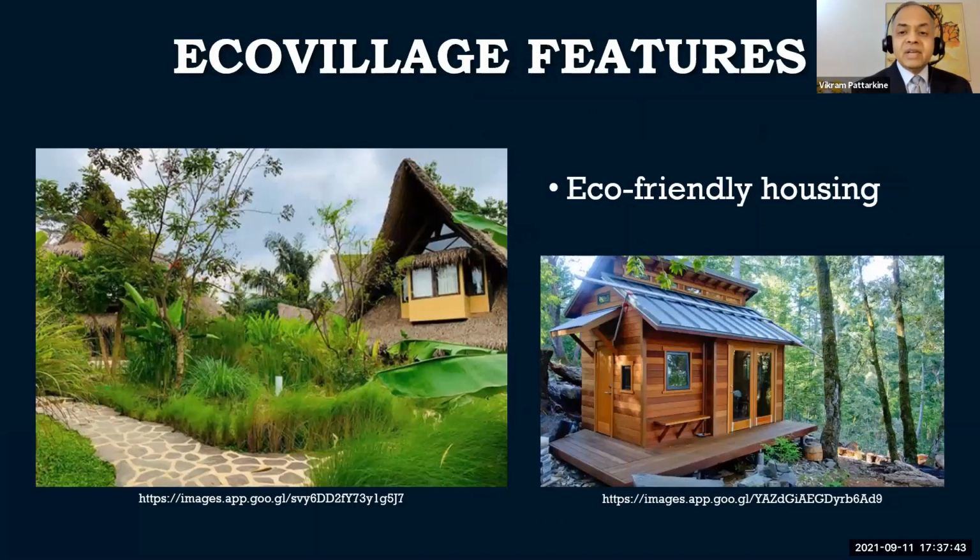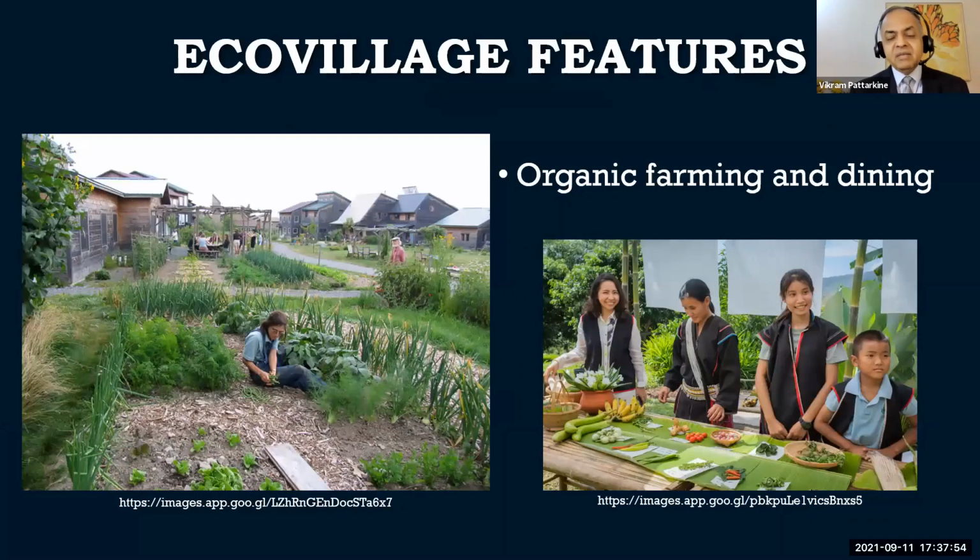In a typical eco-village, these are some of the features that can be incorporated. Eco-friendly housing with eco-friendly building materials, organic farming and dining where the food comes directly from the farm to the fork or to the table. For more than 3.5 years, I've done an experiment of eating mostly natural food, which has worked phenomenally well with me.